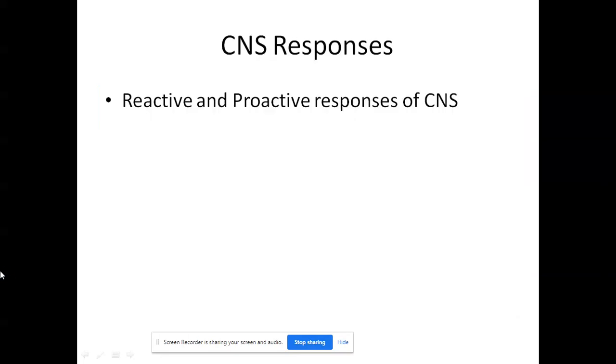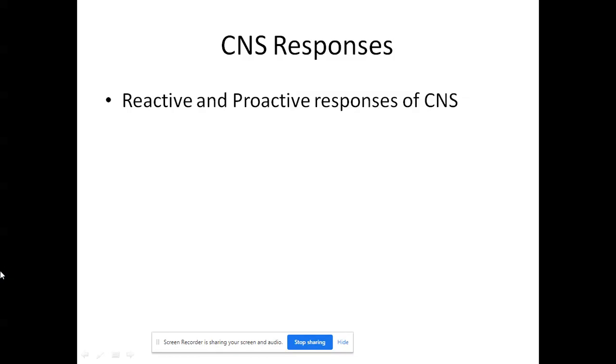Coming to CNS responses. There are two types of CNS responses in order to maintain balance, let it be static or dynamic: reactive response and proactive response. Imagine you're walking. You step on a thorn. What does your body do? Your body basically withdraws your foot from the thorn. That is not registered in your brain. That comes within a fraction of a second. That is nothing but a reactive response.